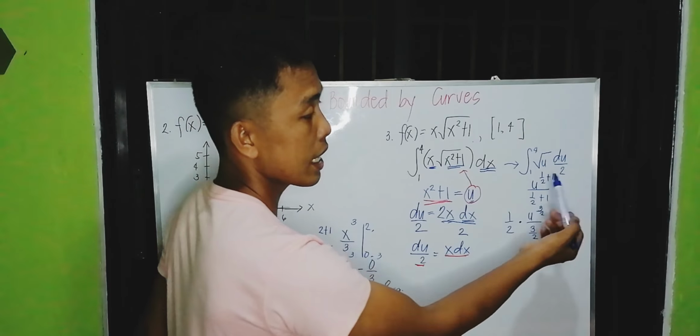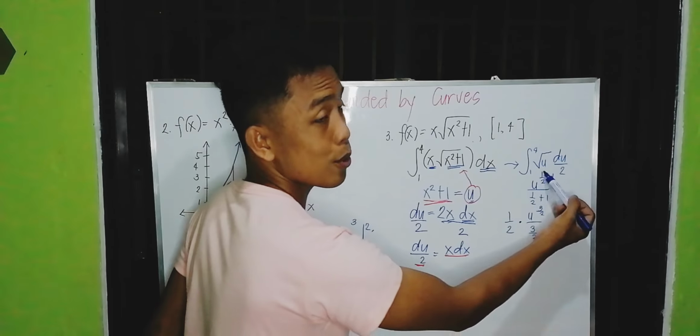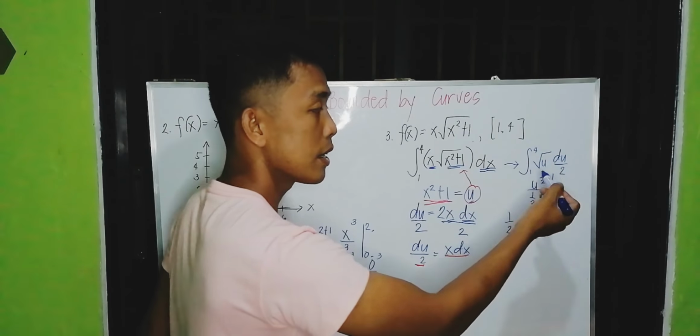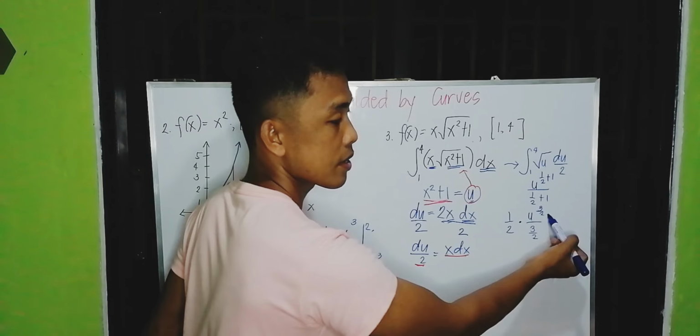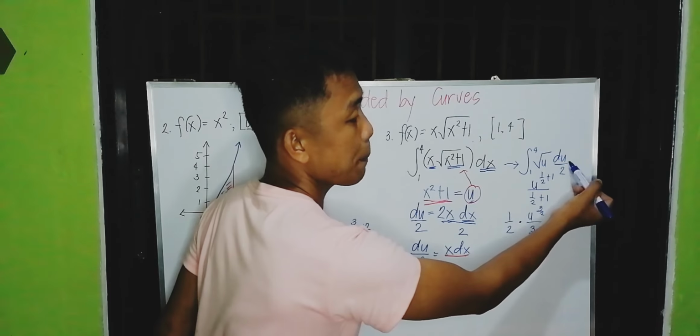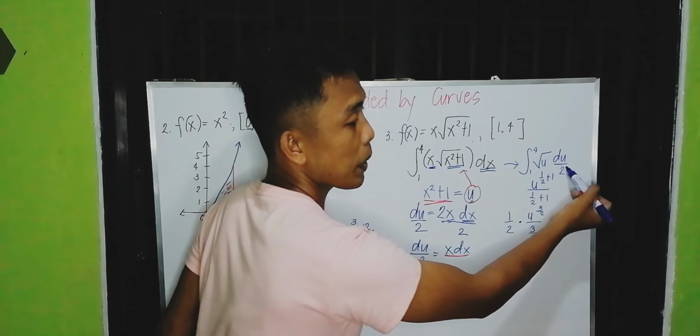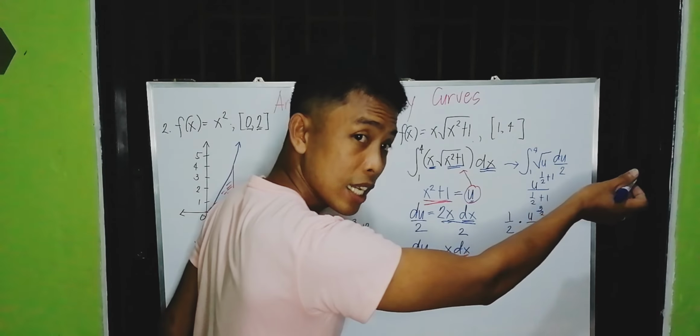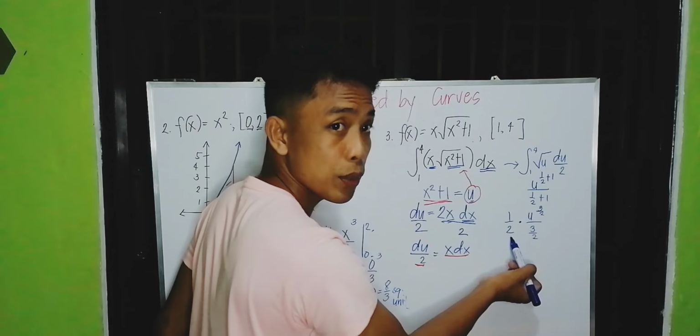Okay? Ulitin natin, the square root of u is u raised to 1/2 lang naman. Plus 1, so 1/2 plus 1, 3/2. 1/2 plus 1 na nilagay din natin sa denominator is also 3/2. Copy du over 2. Pero since antiderivative na, mawawala na si du. Magiging na lang siyang 1 over 2.